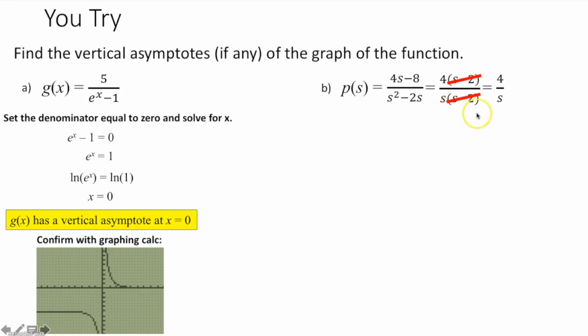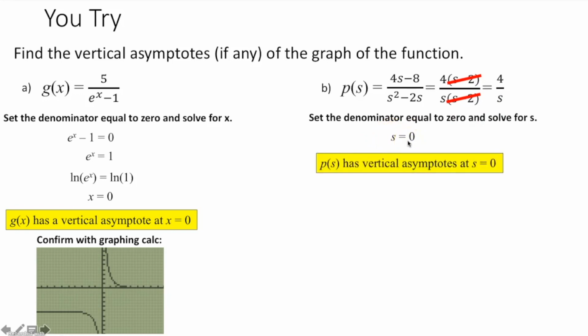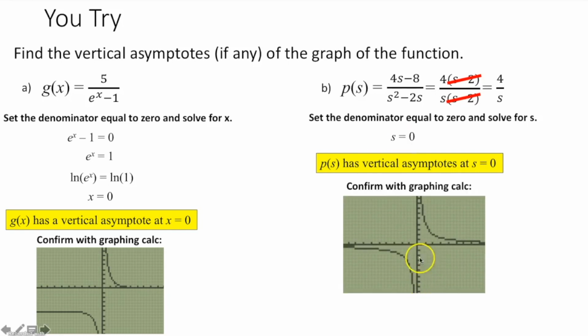But where's my vertical asymptote? I take the denominator, set it equal to 0, and then solve for s. Well, it's already solved. I know that there is going to be a vertical asymptote at s is equal to 0. So I look at my function to confirm it on my graphing calculator, and I see that at s is equal to 0, or x is equal to 0, I have a vertical asymptote.